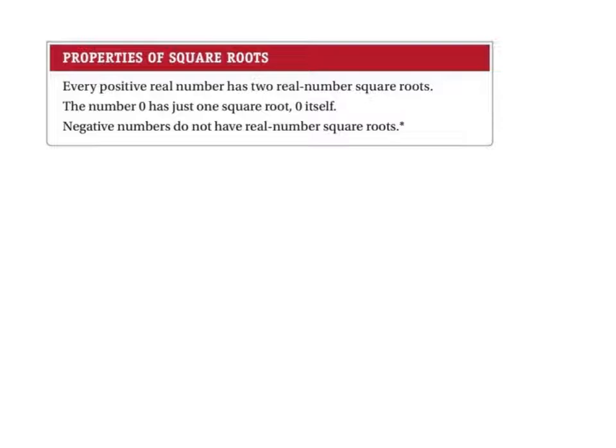Properties of square roots. Every positive real number has two real number square roots. The number 0 has just one square root, 0 itself. Negative numbers don't have real number square roots.